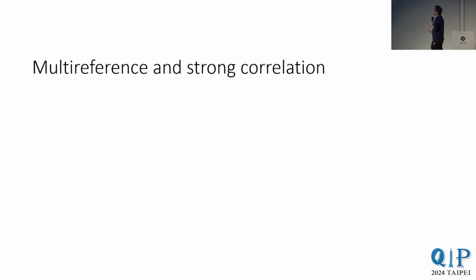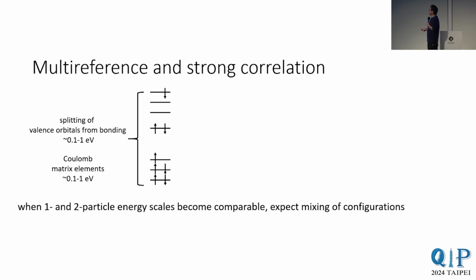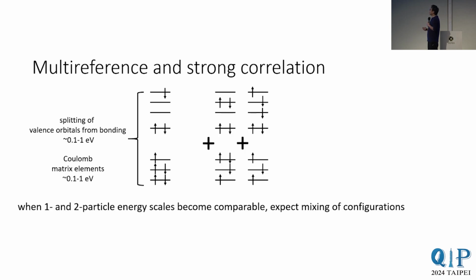But there's, of course, the other type of correlation or effects beyond mean field theory, where the Coulomb matrix element scatters valence electrons in between the different valence orbitals. And in this case, the energy separation is comparable to the Coulomb matrix element, and you can mix very strongly with other configurations. Right? So in particular, in systems where this splitting of the valence orbitals is comparable to the size of the Coulomb matrix elements, then you expect to mix lots and lots of configurations. And this is what we call a strong correlation or multi-reference electronic structure.